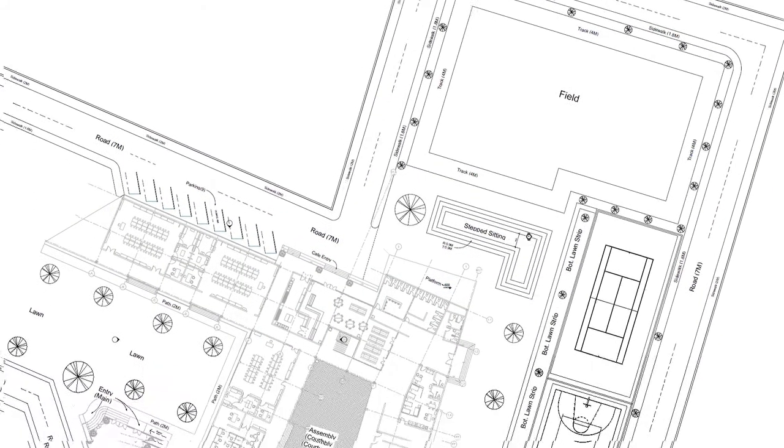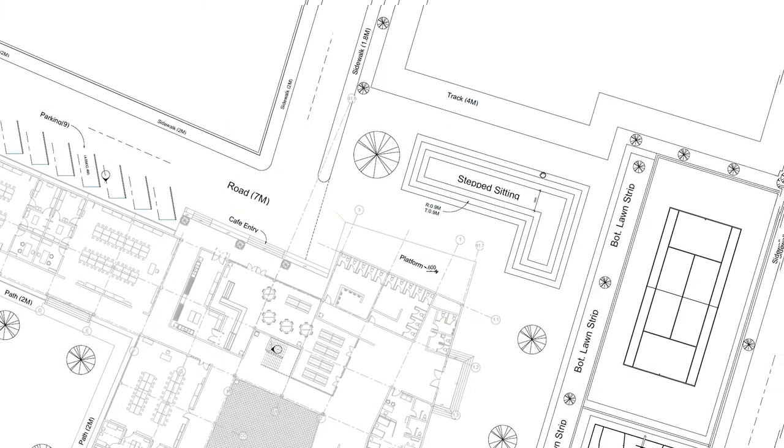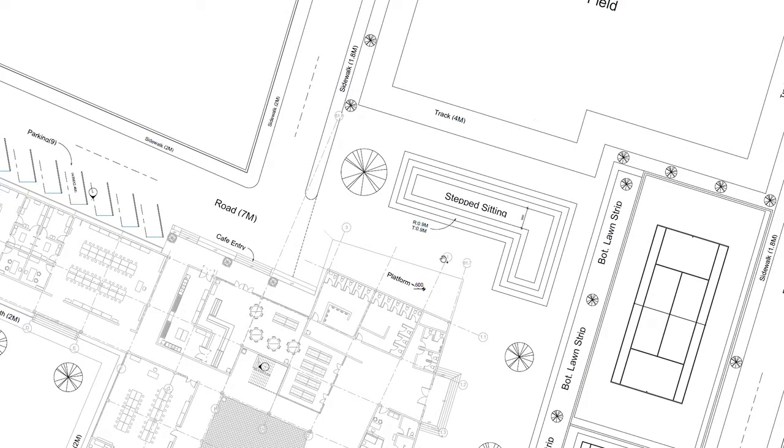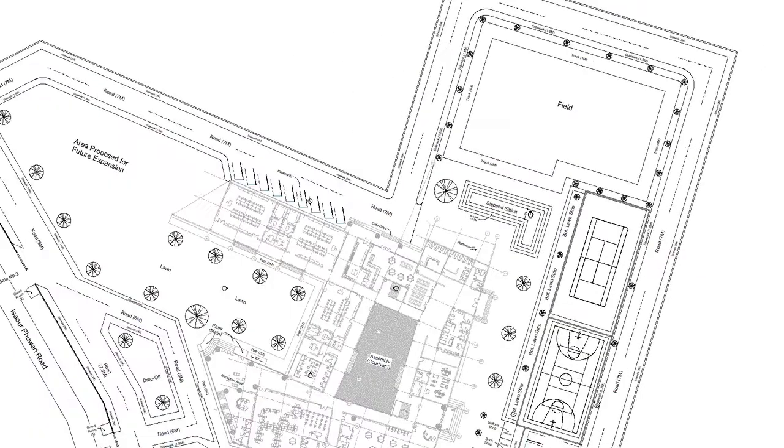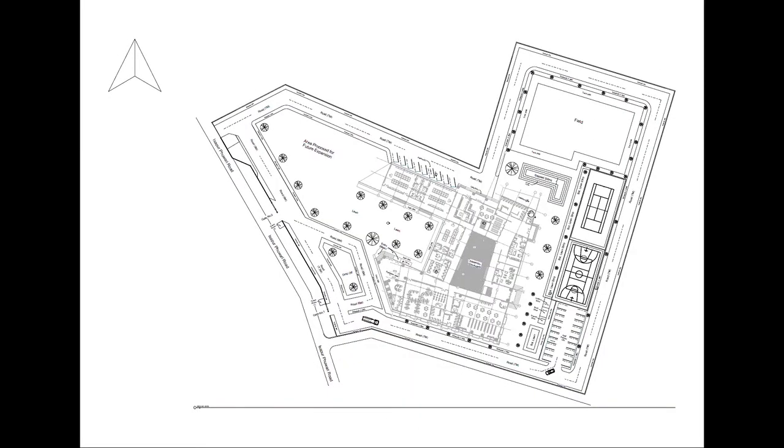Between the main building and the field, a stepped seating arrangement has been given, which can again be used as a common meeting place and could be used as casual seating to watch a performance being done on a platform in front of it, which could be used as a stage. It again acts as a break between the playfield and the main building.